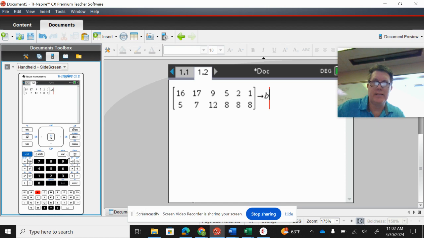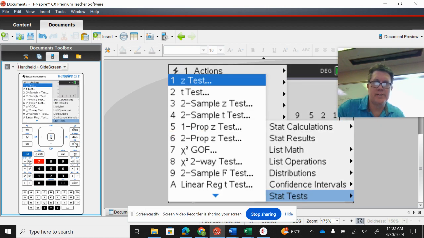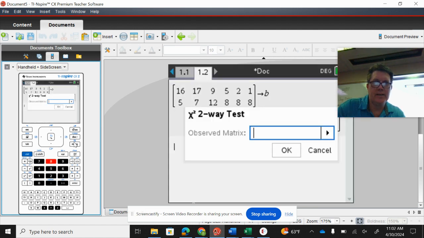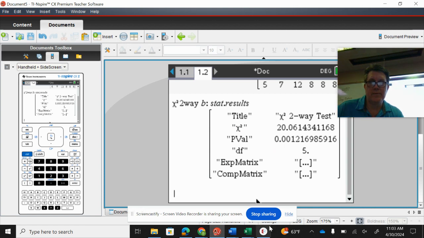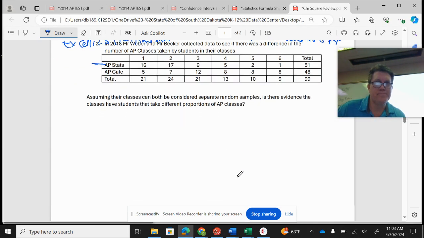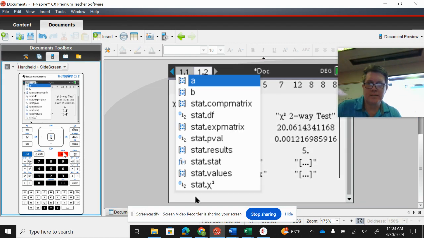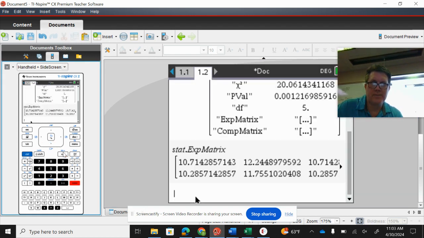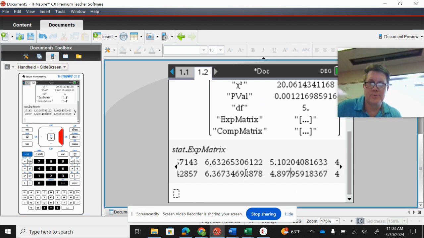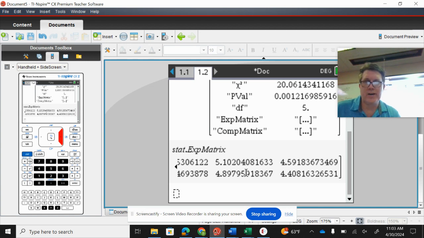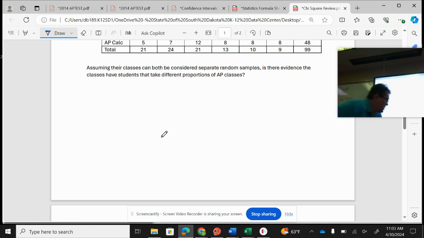Store this one in B this time. We'll go menu, 6, 7, 8 again, B. This one's going to be highly significant. If we look at our expected cells, we press our stat expected matrix, and we see they're all well above 5, except for the last two. We're going to be at 4.5 roughly for both of those. So we'll just proceed. Anyway, what is our null hypothesis?